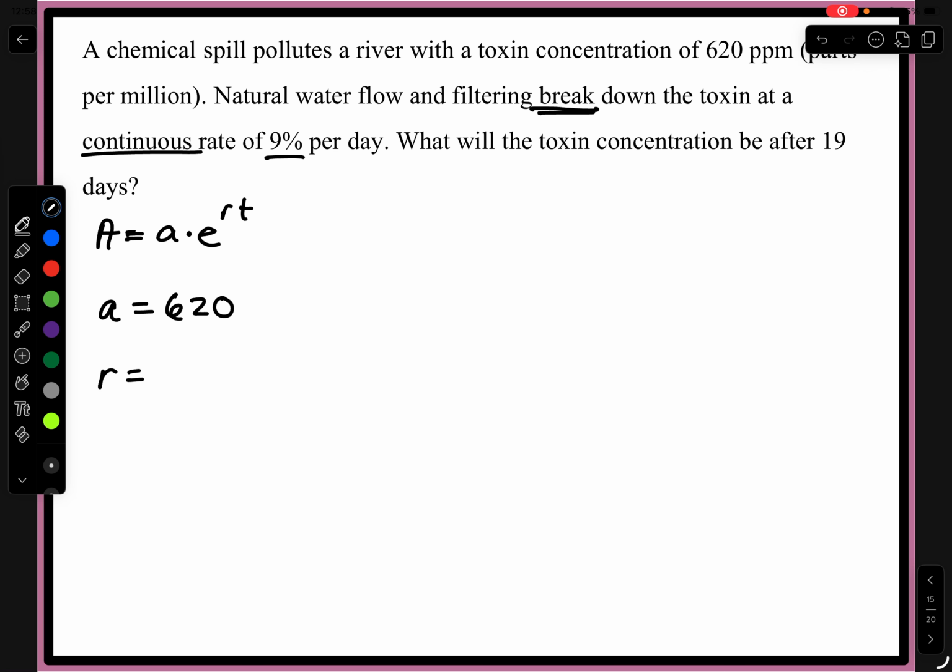and the r, also in my example, is going to be a negative number. That's going to be the same on yours because it's breaking it down. So that means that this amount is decreasing, so we're going to take away 9%. So minus 9 out of 100, which is negative 0.09. And that's going to be measured again per year, and the time is also measured in years, so we don't have to do any conversions. 19 years, okay? So now let's just plug it in.